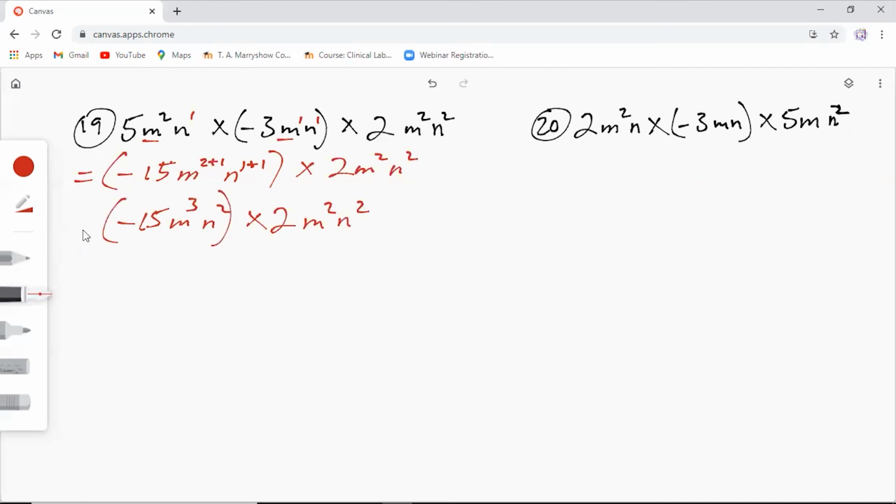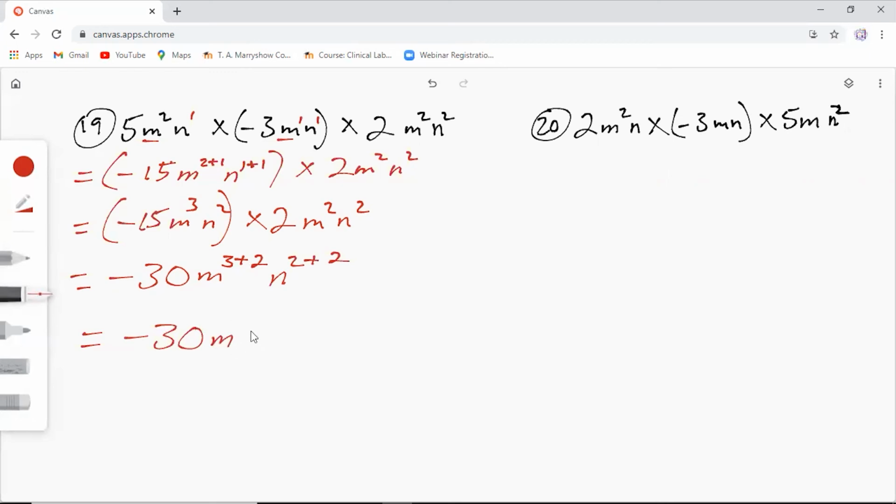Now we have to further simplify, or further multiply. Negative 15 times positive 2 is negative 30. So we get negative 30, m cubed times m squared is m to the power of 3 plus 2. And then n squared times n squared is the same as n to the power of 2 plus 2, according to the law of indices. Okay, negative 30, we keep that, we bring it down, in our attempt towards final simplification.